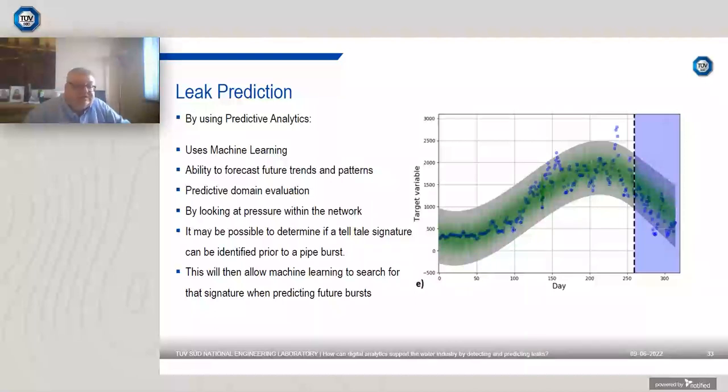start collecting data. By allowing NEL access to your data sets of any networks where leakage or bursts have occurred previously, it will be possible for us to determine if there is sufficient data to be able to train the machine learning tool to recognise when a burst is likely to occur in the future.